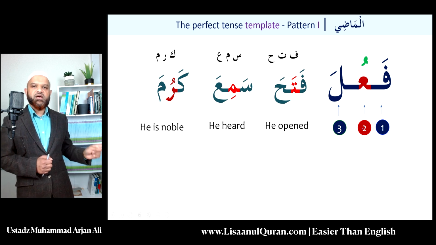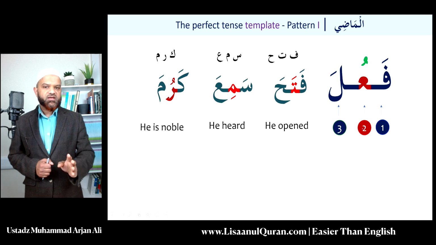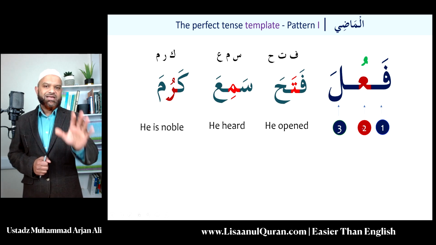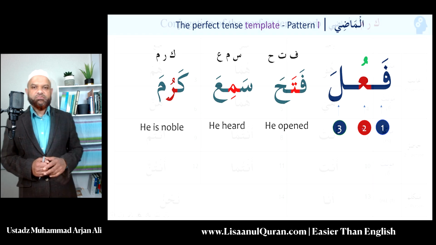Fataha, Sami'a, Karuma. The first and the last root letter always Fatha. The middle root letter will take a Fatha, Kasra or Dhamma. And that is the Madi, the active voice verb in the past tense.